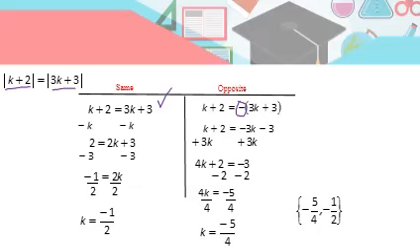I wish you understood everything in this lecture. Hopefully next week I'm going to continue, when we have an absolute value with an inequality. What do we do? Okay?